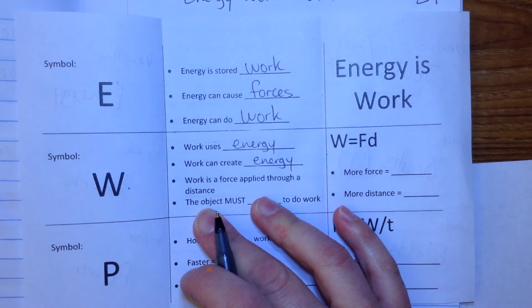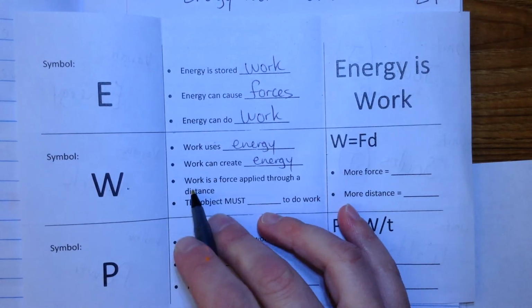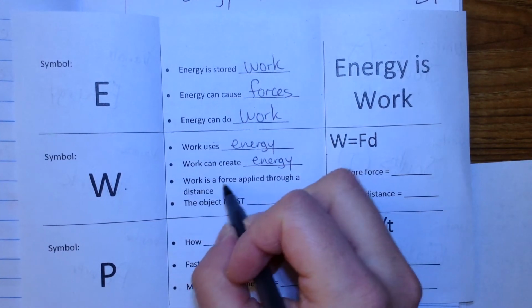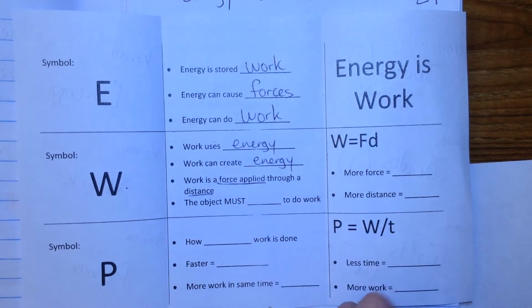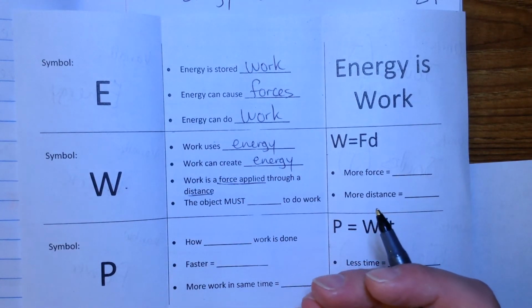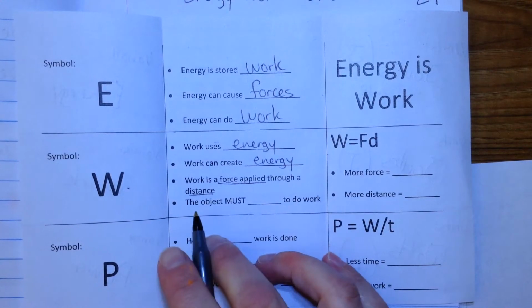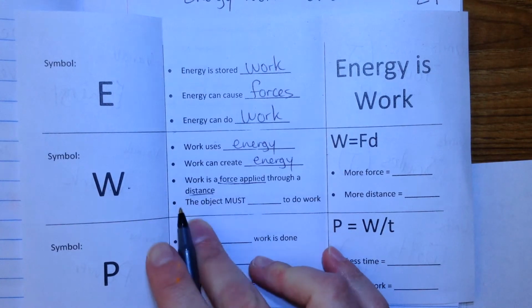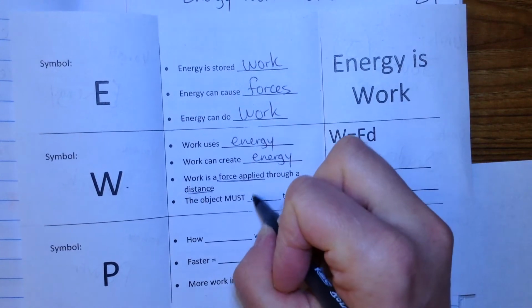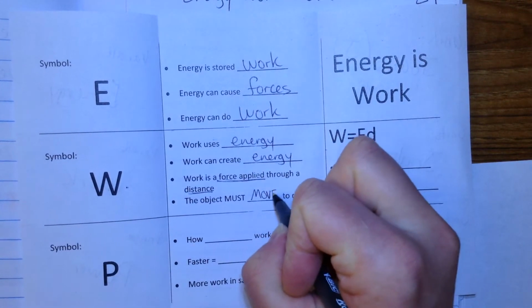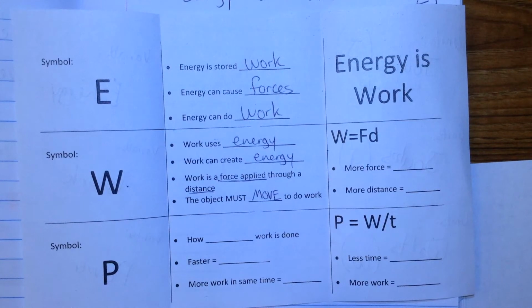All right? Now, strict definition, work is a force applied through a distance. So some force is applied and something is going a distance. In order for work to be happening, the object must move. The object must move to do work. If the object doesn't move, there is no work being done.